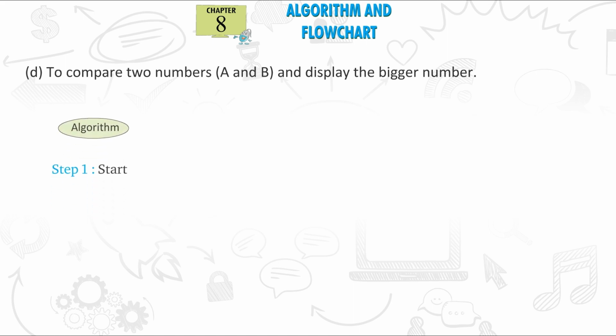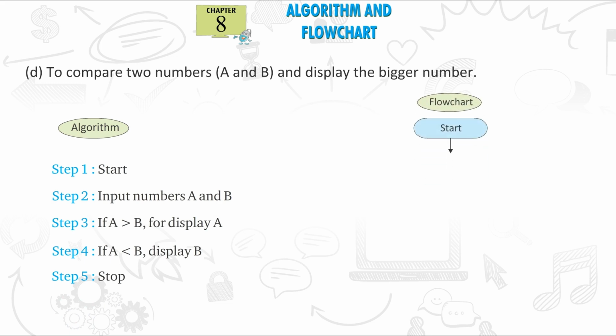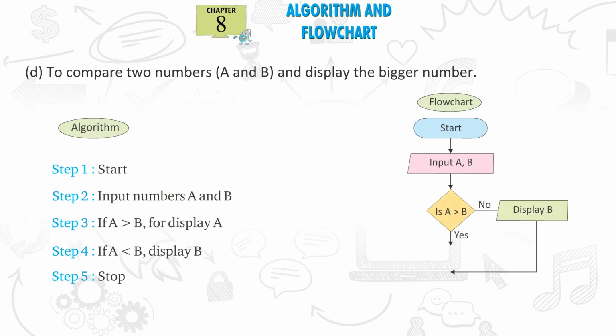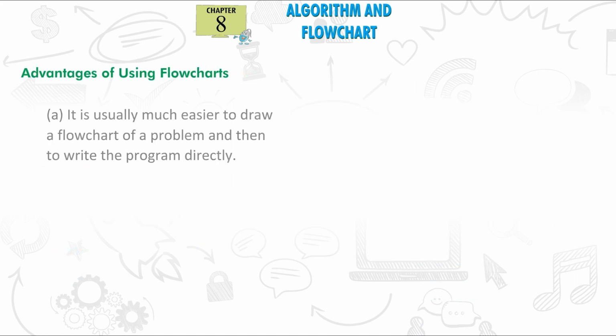D. To compare two numbers A and B and display the bigger number. Algorithm. Step 1. Start. Step 2. Input numbers A and B. Step 3. If A is greater than B, display A. Step 4. If A is less than B, display B. Step 5. Stop. Flowchart. Start. Input A, B. Is A greater than B? No. Display B. Yes. Display A. Stop.